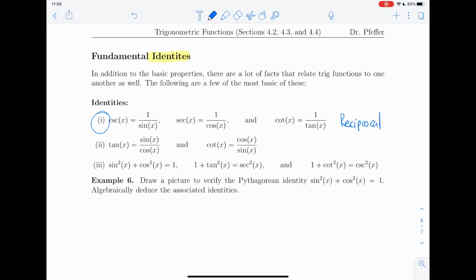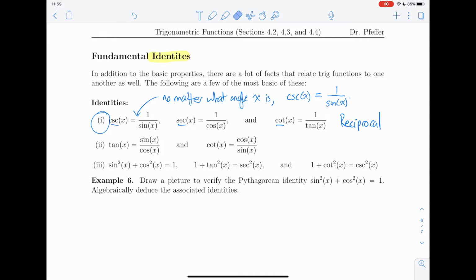These are the identities that tell you what cosecant, secant, and cotangent are equal to. In particular, when I call them identities, what that means is that these are equations that relate one trig function to some other trig functions. And that means, for example, in this identity, no matter what angle x is, if you compute its cosecant, on the other hand, it's going to be equal to 1 over the sine of that angle.